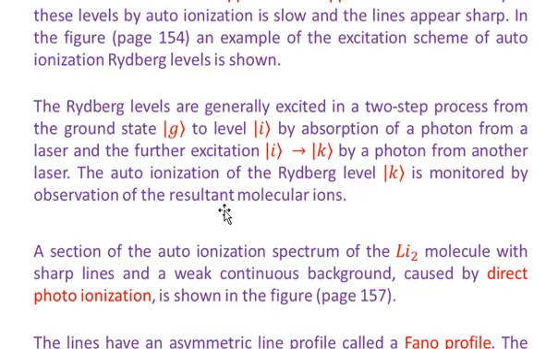So you see that when the Rydberg level K is relaxed through autoionization, the molecular ion is formed. So the detection of the molecular ion will confirm that the Rydberg level K state has decayed by autoionization to one of the lower states, which is the F state I have explained earlier.